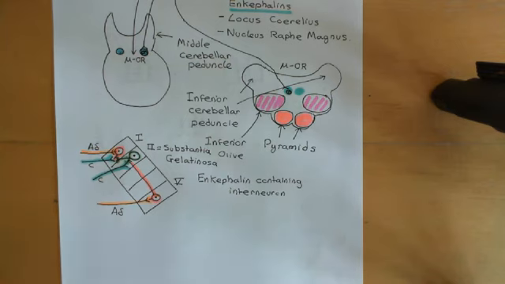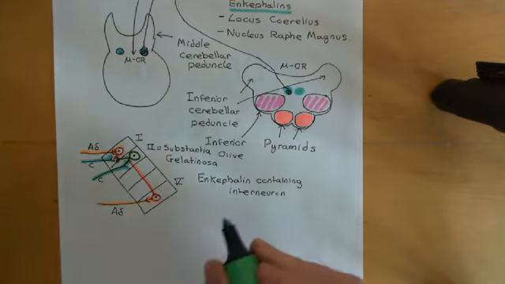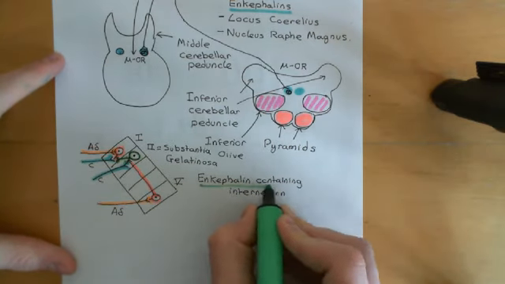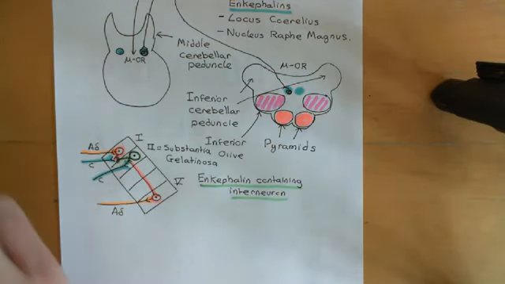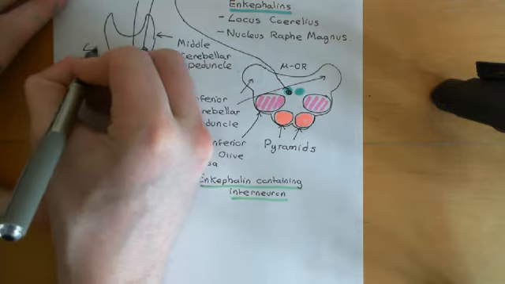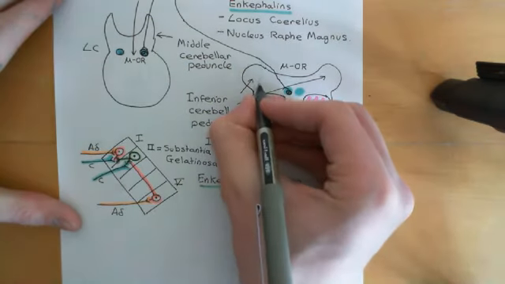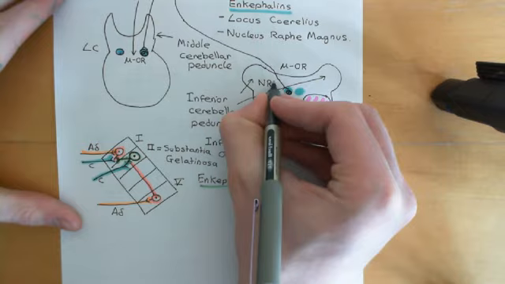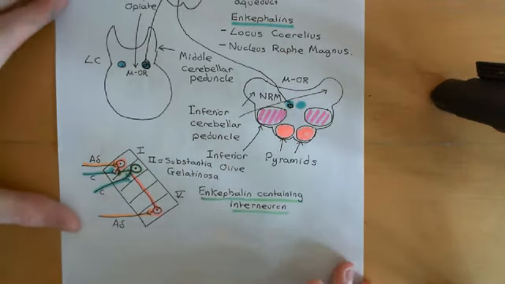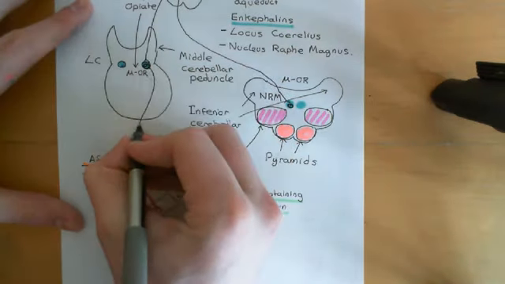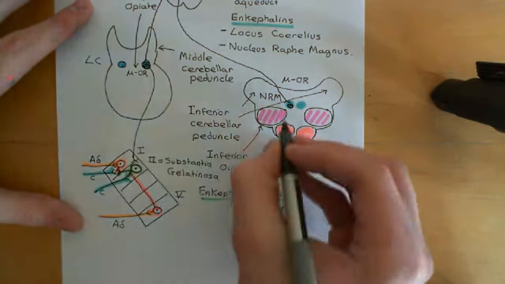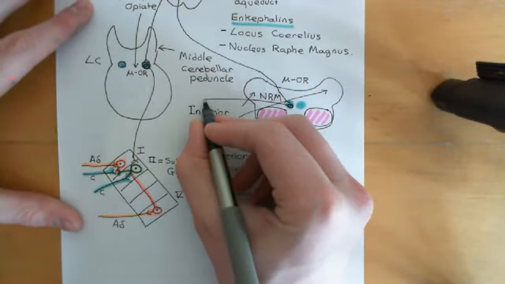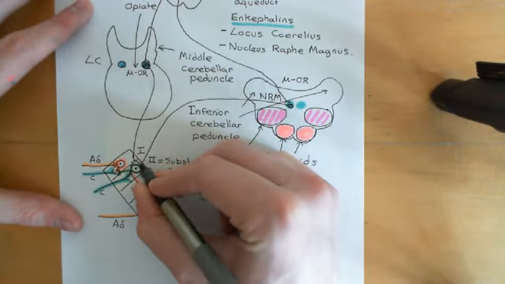Now, basically, these enkephalin-containing interneurons are going to be activated by descending projections coming from the locus coeruleus and the nucleus raphe magnus. And by the way, we often abbreviate locus coeruleus down to LC and nucleus raphe magnus down to NRM. So descending projections from the locus coeruleus are going to come down and activate these interneurons here, and so are descending projections from the nucleus raphe magnus.